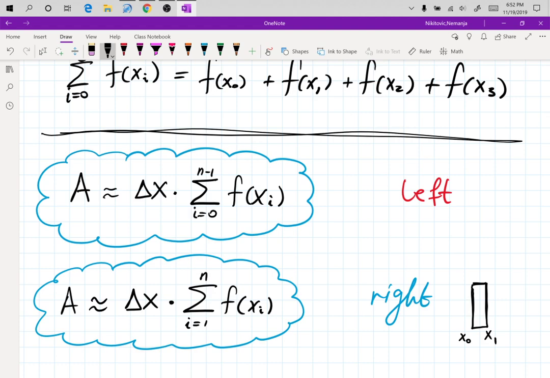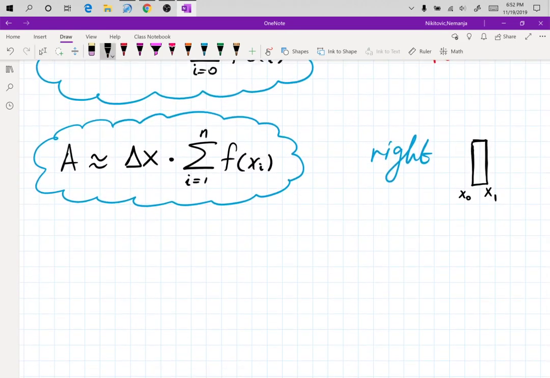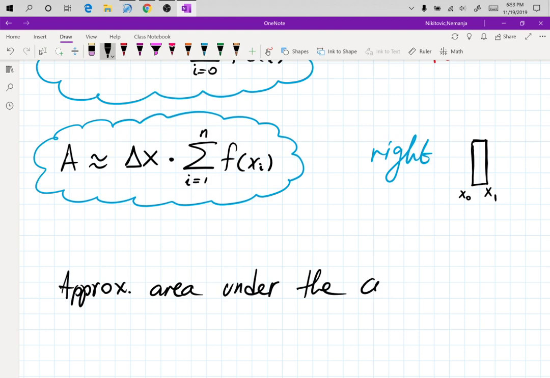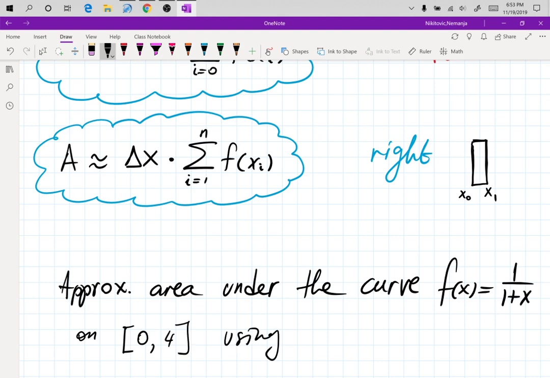So let's take a look at one example where you can approximate area under the curve. So we can do that for, say, approximate area under the curve f of x equals 1 over 1 plus x on the interval 0 to 4 using 6 rectangles.